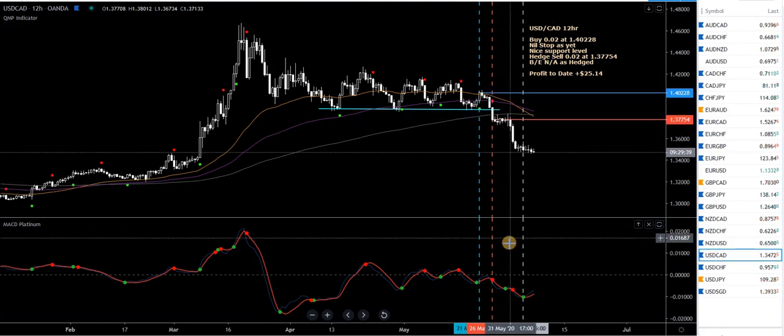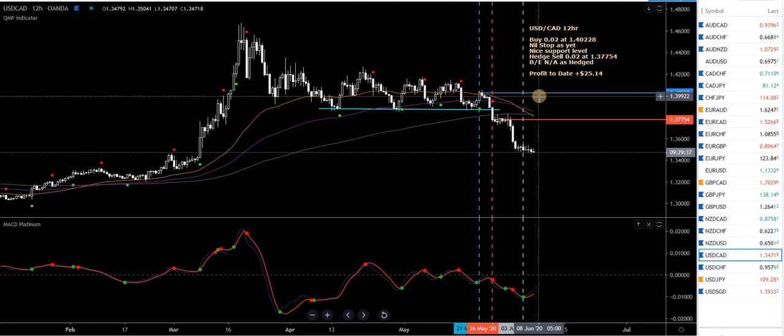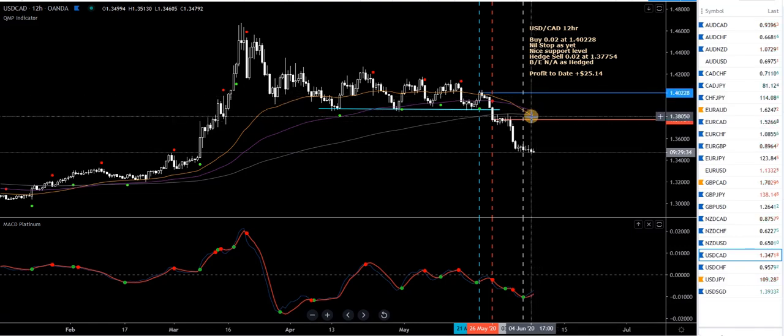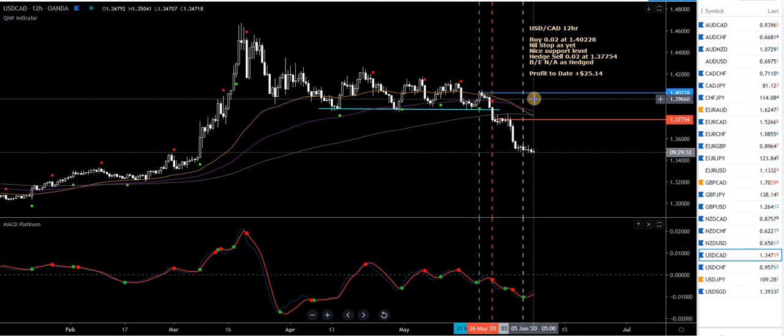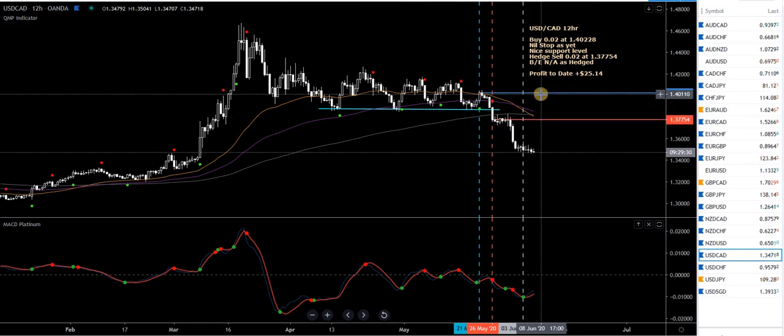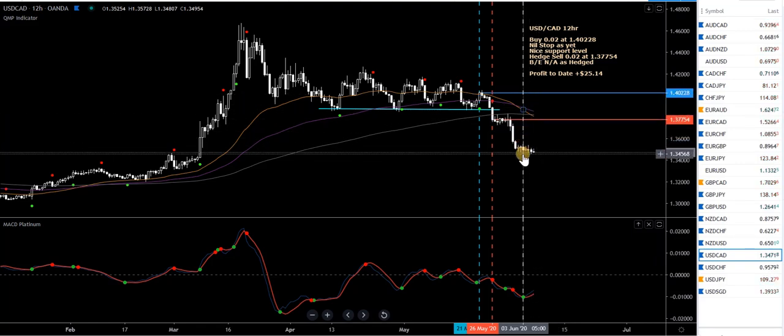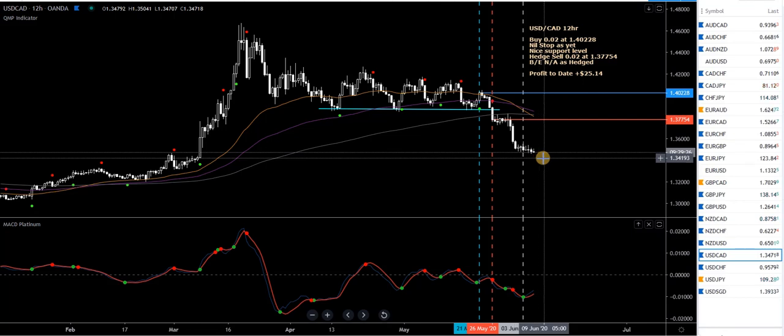USD CAD. Took a buy, took a hedge sell. So look, when I've got a hedge like this, they're both the same position size, so I'm locking in a loss between these two trades. So what I'm now looking for is a new buy trade.